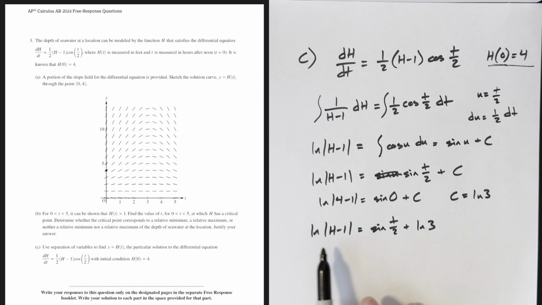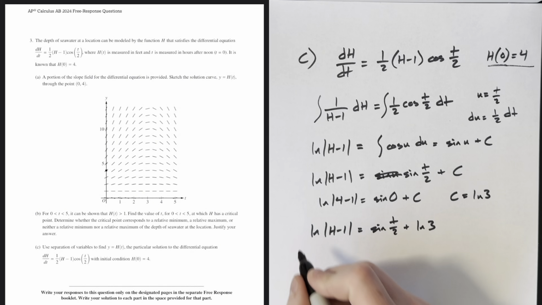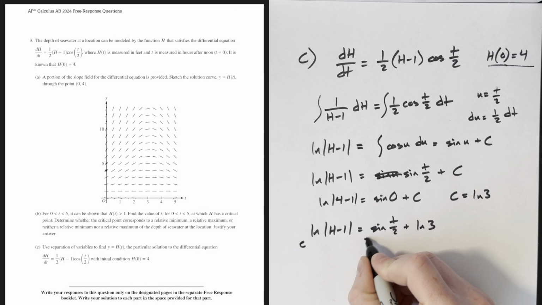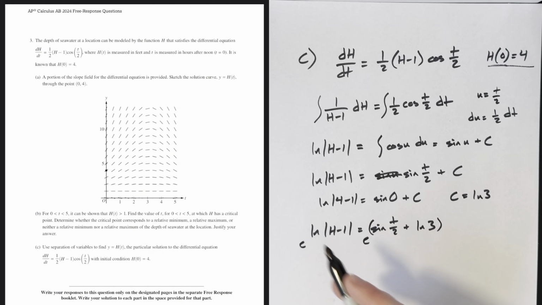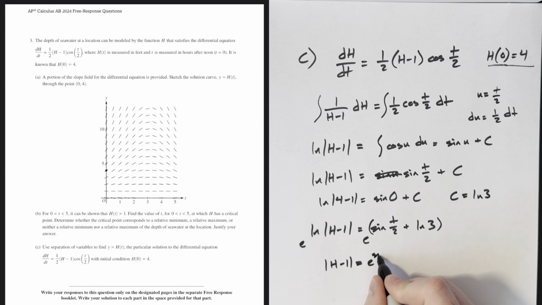To do that, we have this ln on the left side, and the tool that we use to get rid of the ln is we will do e to the power of both sides. On this left side, e and ln are inverses, so they'll cancel out. And I'll just get the absolute value of h minus 1 is e to the sine of t over 2 plus the ln of 3.